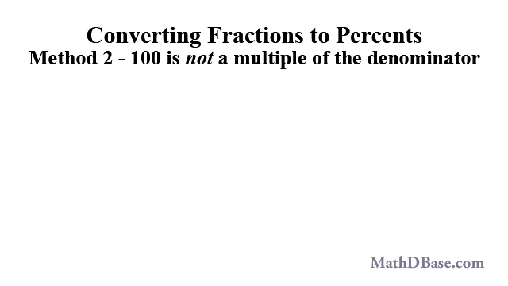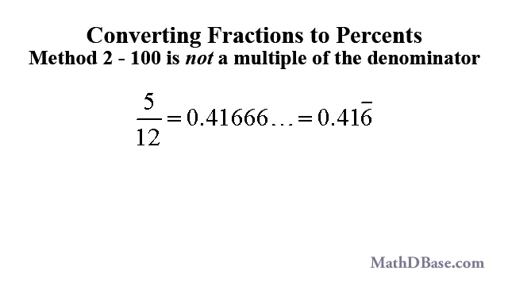Method 2: if 100 is not a multiple of the denominator, divide the numerator by the denominator, then multiply top and bottom by 100 and attach a percent symbol. For example, write 5 over 12 as a percent.